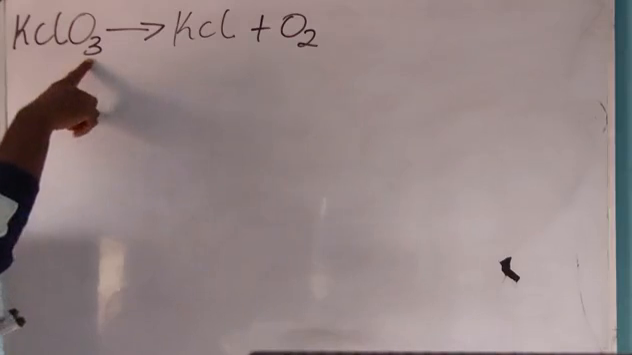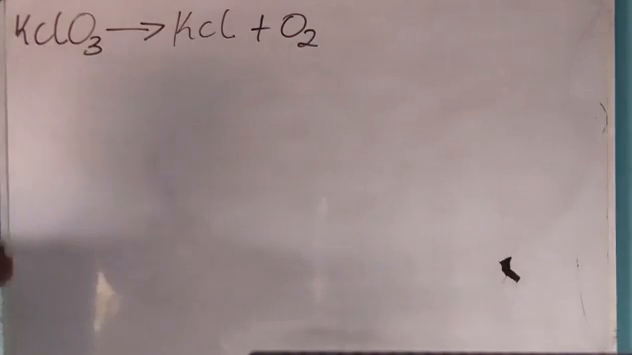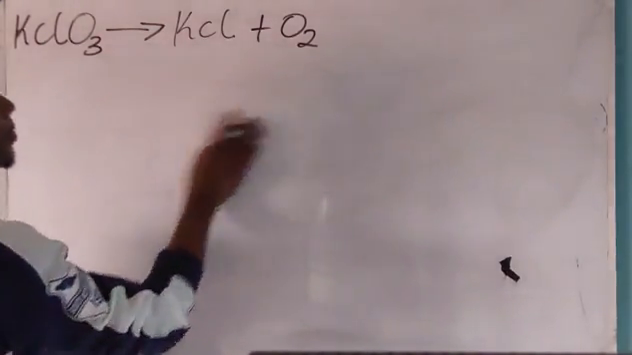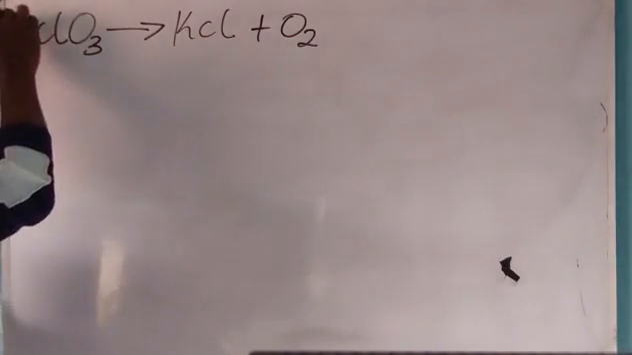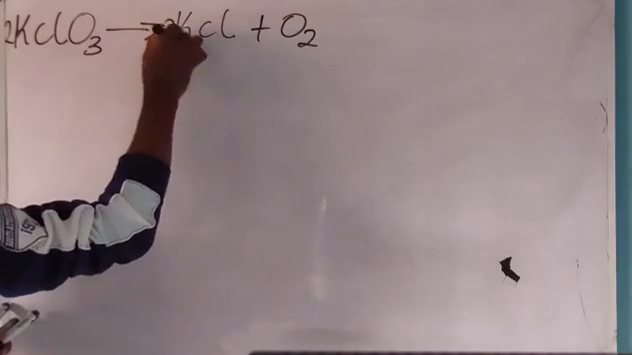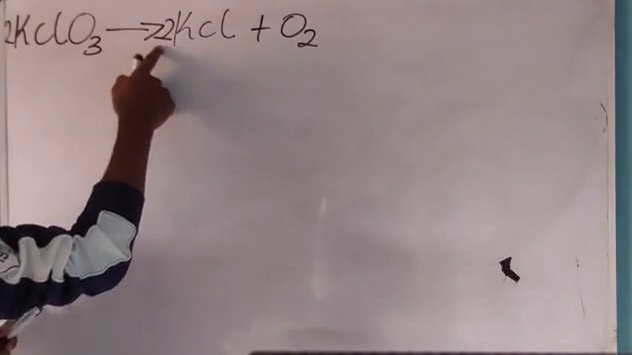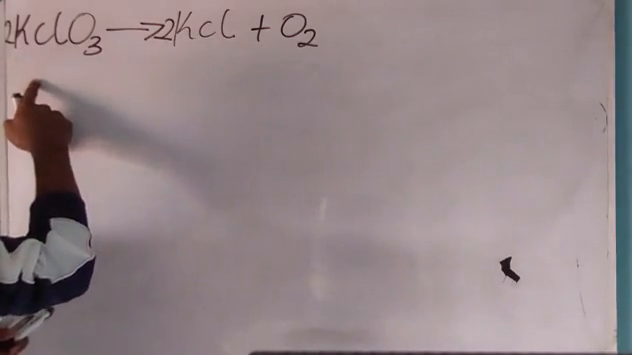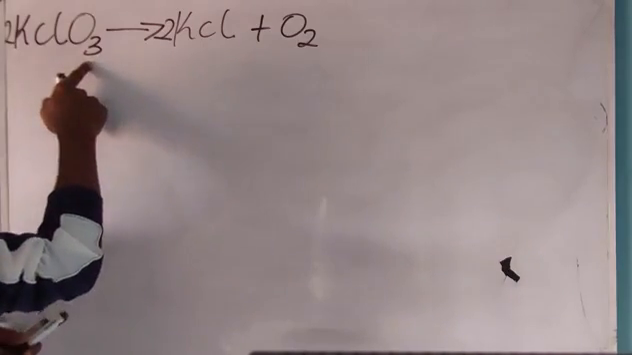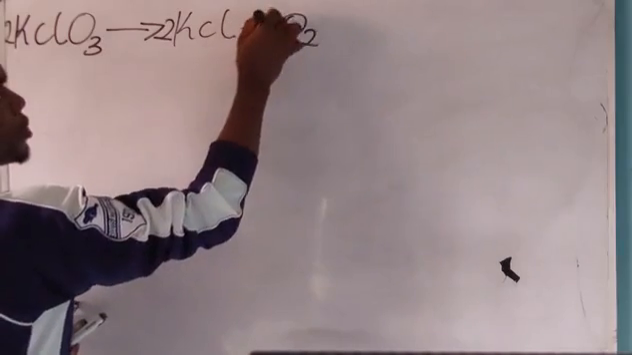You have 3 oxygen here, but you have 2 on the other side. If I should write 1, it would not make any difference. So let me start with 2. If I write 2 here, it means I will also have to write 2 at the back of this place in order to balance potassium and chlorine. Then how many oxygen do you have altogether? 2 times 3, 6. It therefore means that I will have to put 3 at the back of oxygen, to balance the reaction.